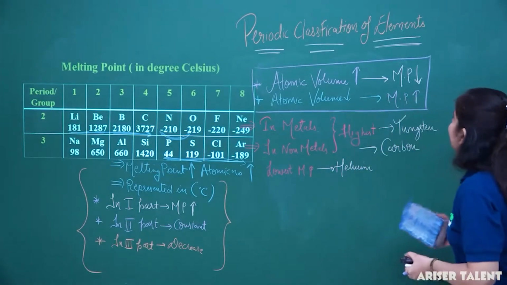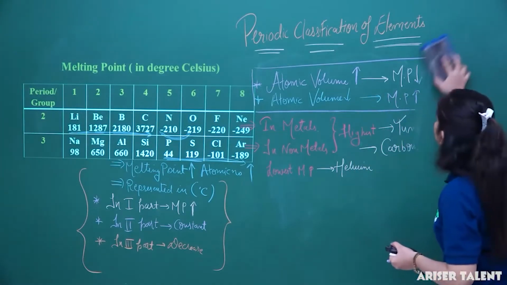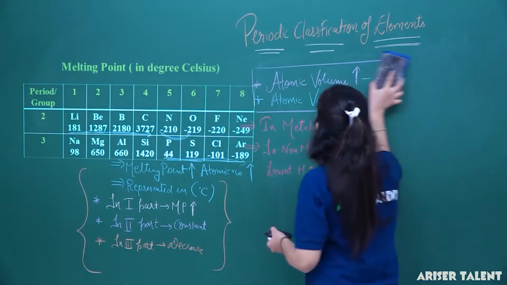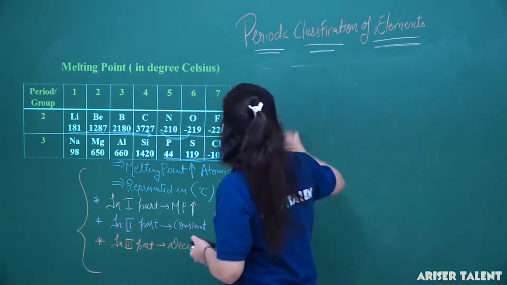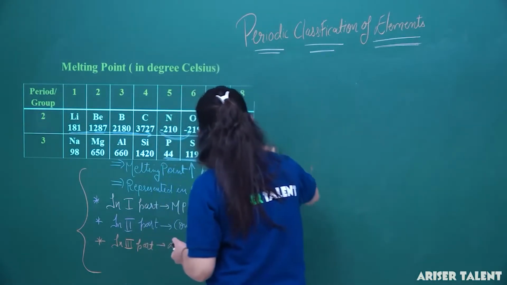Now let us consider some of the radii here. So we will start with our new topic, that is about the atomic radius, and how atomic radius is going to show a trend in the periodic table.